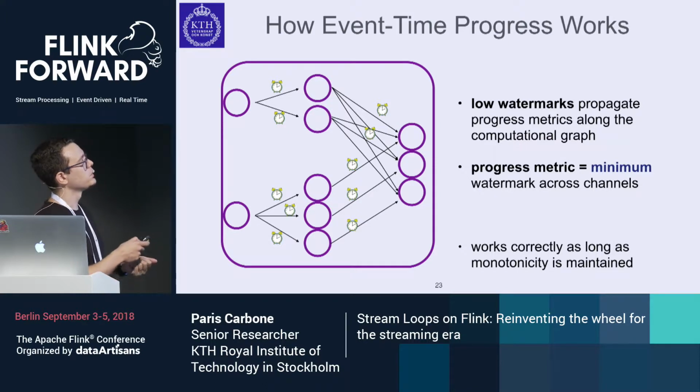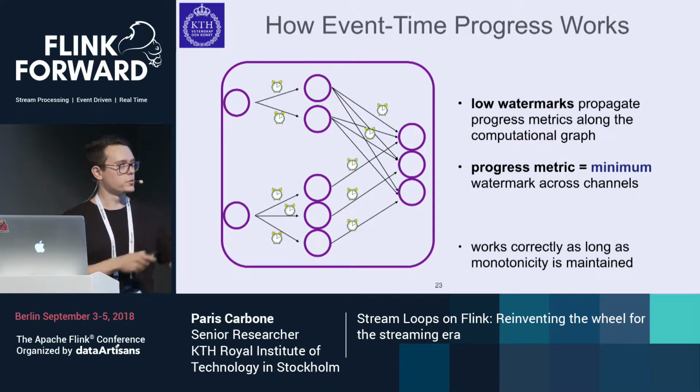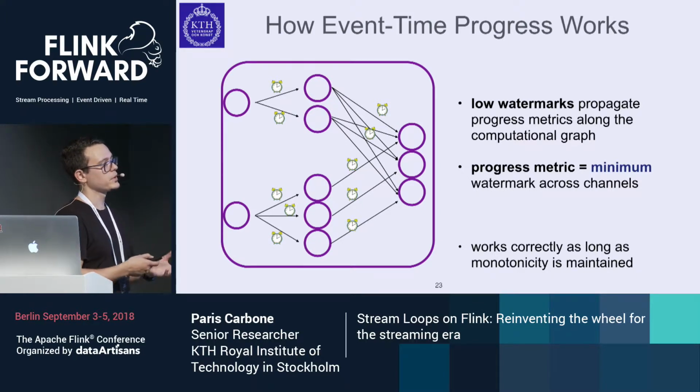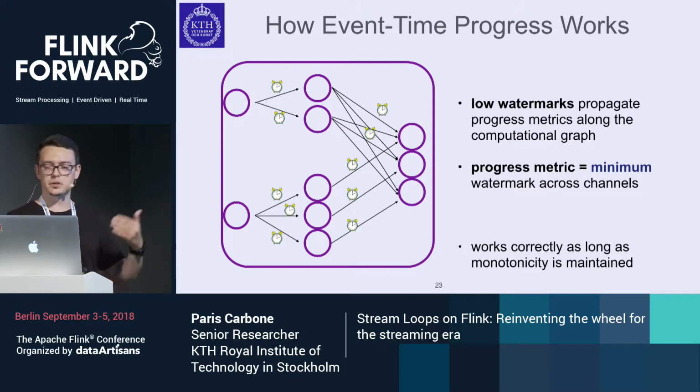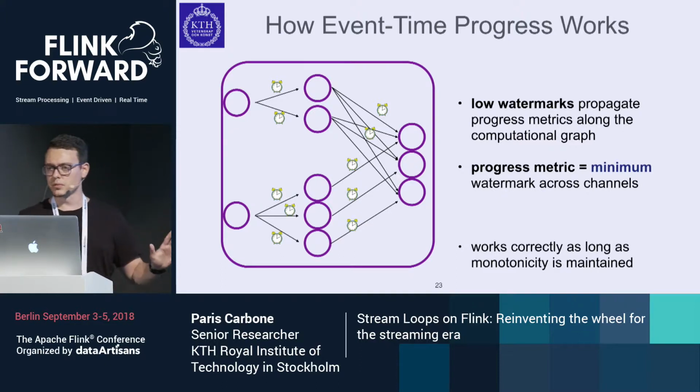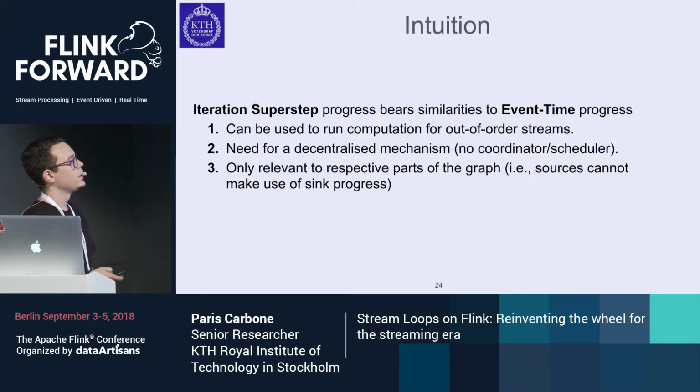The idea is that the tasks disseminate from the source to the sinks their local progress metric, and then each task derives its local progress metric as the minimum across all the watermarks it receives. So its progress metric is a watermark. It's called watermark. And that works correctly as long as monotonicity is maintained, which is trivial in a cyclic graph.